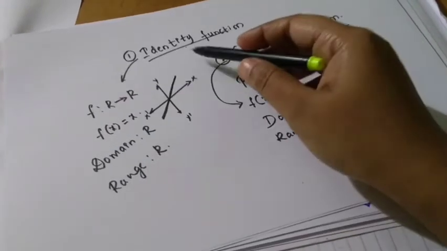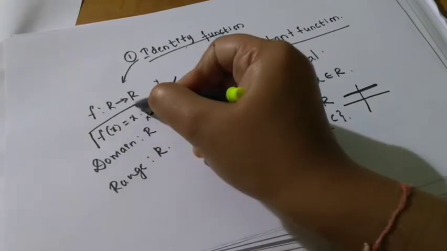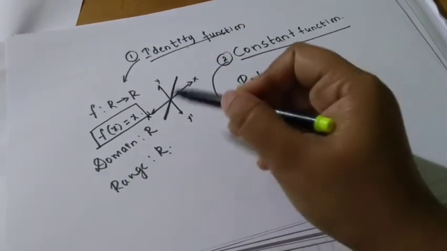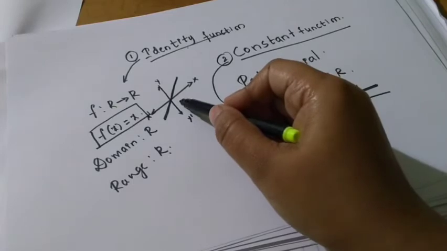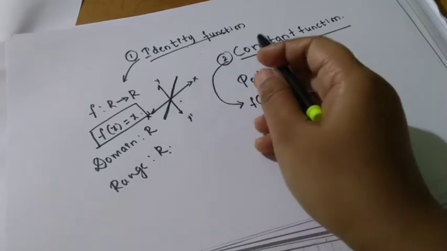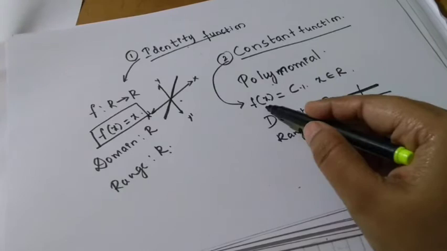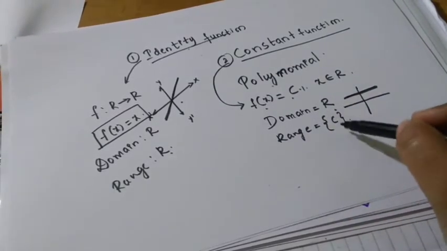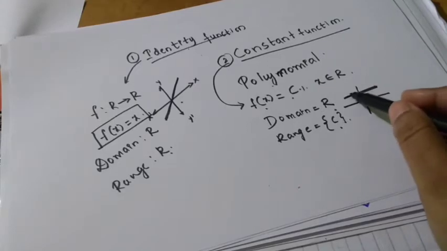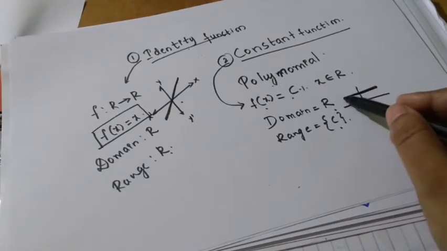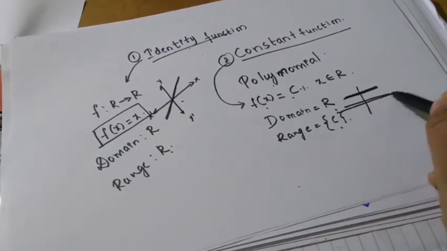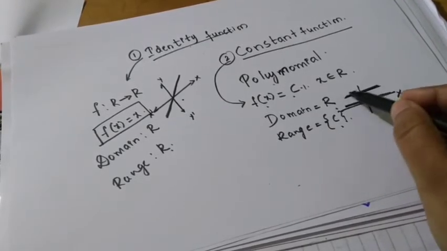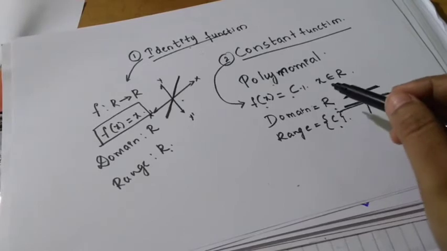So identity function is defined as f of x is equal to x, domain is real numbers, range is real numbers, and graph is a straight line passing through the origin. Next, constant function: f of x is equal to c. Its domain is real numbers, range is c, and the graph is a straight line which is parallel to x axis. If you draw a line parallel to the x axis, that is a constant function.